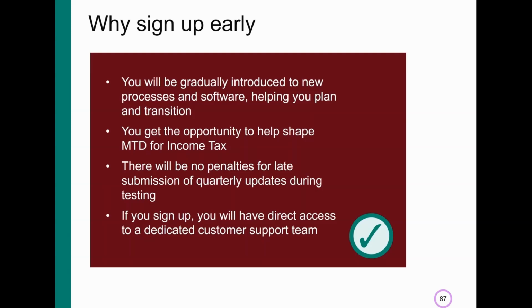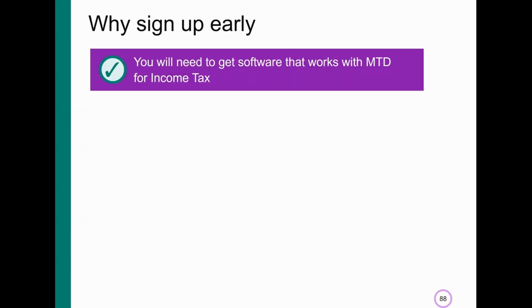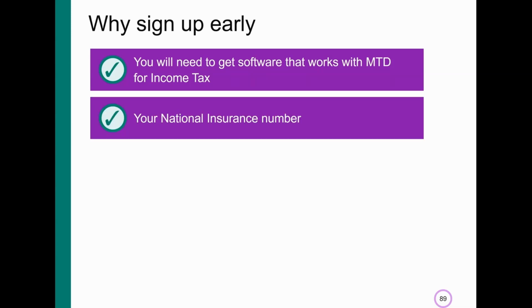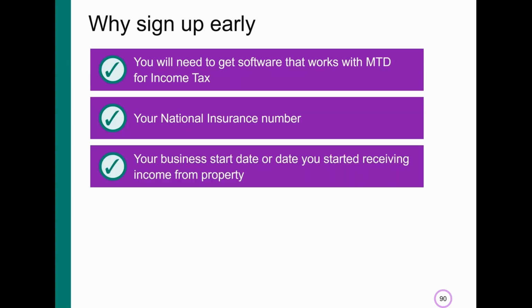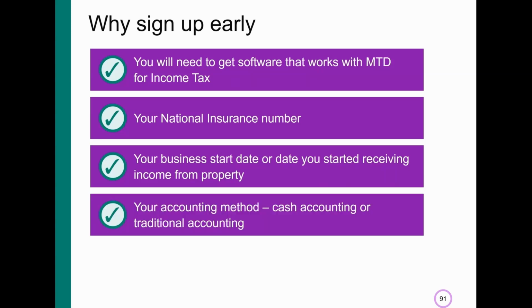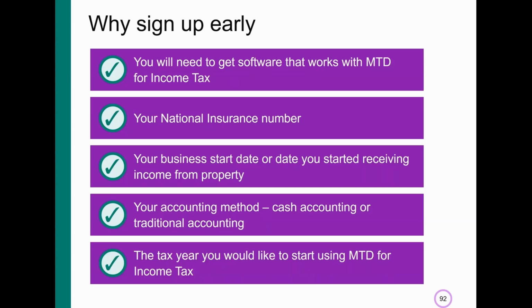There are some things that must be in place for you to join the sign up early. You will need to get software that works with Making Tax Digital for income tax, your national insurance number, your business start date or the date you started receiving property income if this is within the last 2 years, your accounting methods such as cash basis accounting or traditional accounting, the tax year you would like to start using Making Tax Digital for income tax.